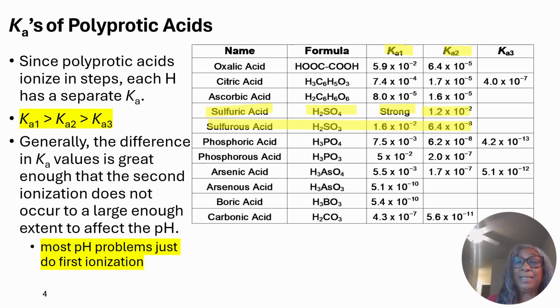Polyprotic acids ionize in steps. Successive deprotonation weakens the acid, and each hydrogen has a separate Ka value, and the Ka value decreases. The fewer hydrogens, the weaker the acid. Most problems we face deal with the first ionization step. Observe that sulfuric acid is a strong acid and only has 1 Ka value, but sulfurous acid is a weaker acid because it has 1 less oxygen and it has 2 Ka values.